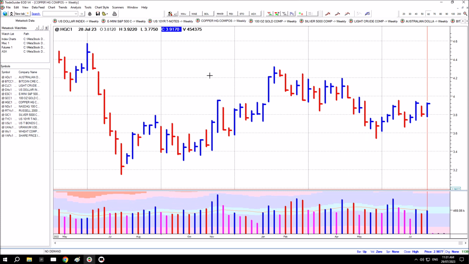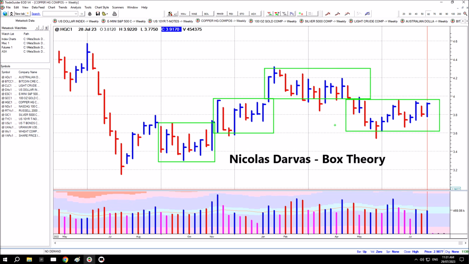This is copper price futures. Now, for anyone who's interested in the Davis box theory, this is a classic chart for you. I'll mark some boxes in for you and you can see what I mean. If you don't know what I'm talking about, then you could Google Nicholas Davis and his box theory.